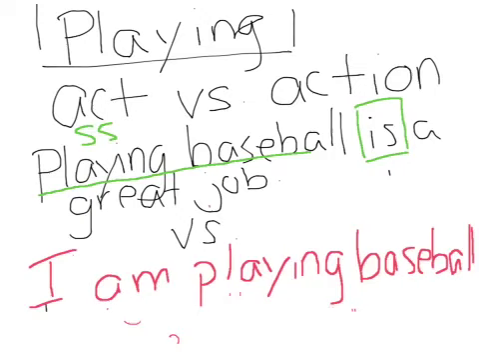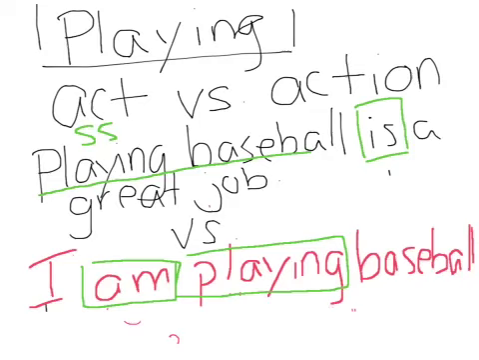When we look at the second example, am playing, am is always going to be some form of verb. Am is helping out playing in this case. I am playing baseball. That's what I'm actually doing. I'm completing an action. The subject of this sentence is I. The verb is am playing.